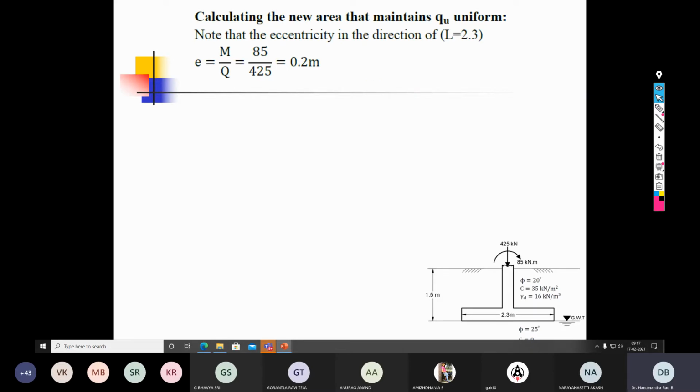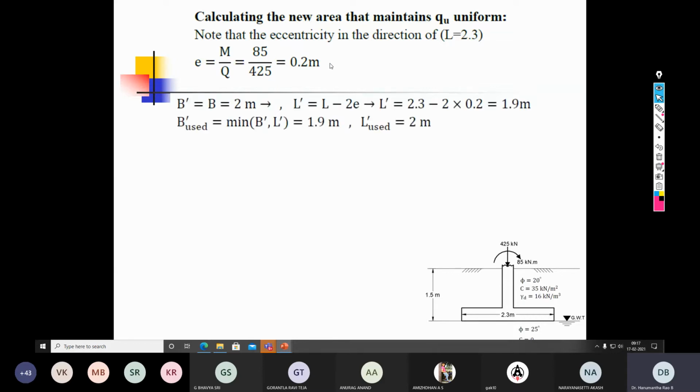So the next important step is calculation of the eccentricity, which can be defined as the ratio of moment upon the axial load. This is very well known to every one of you because in almost every subject, especially in structural engineering, you are dealing with this eccentricity. So it is moment upon the load, 85 upon 425. What you will get is 0.2 meter.